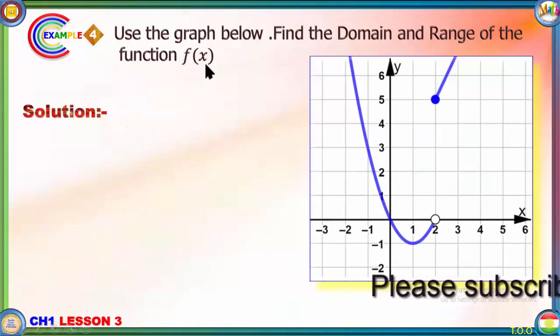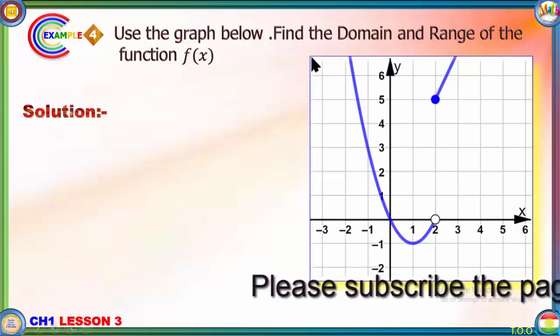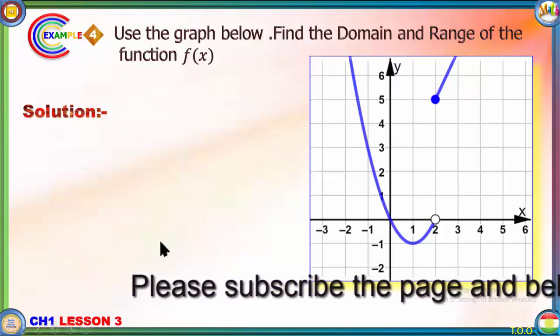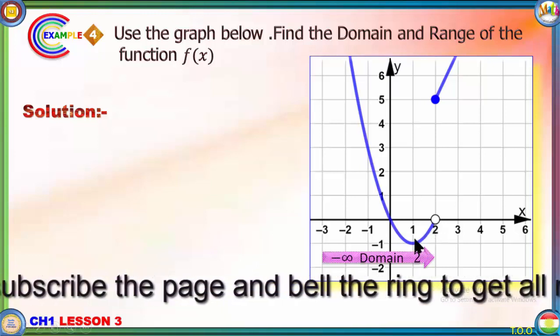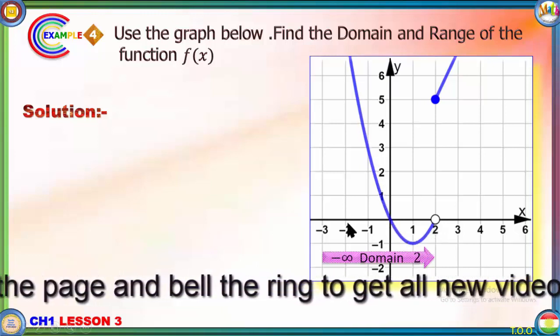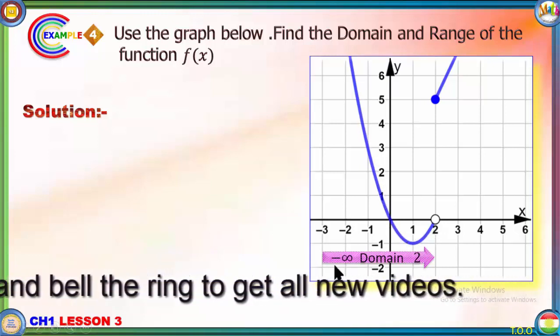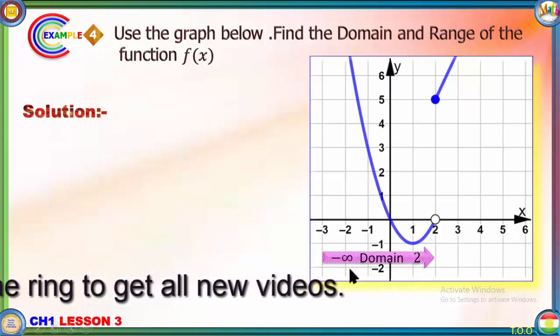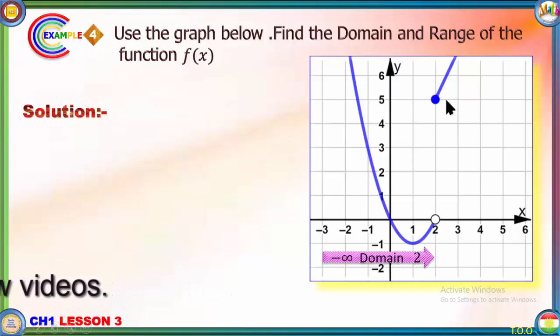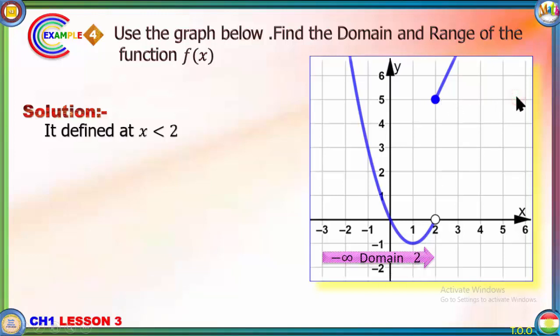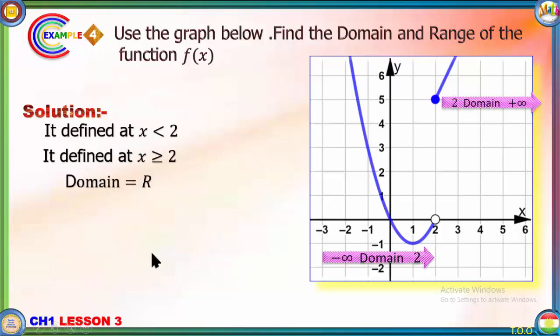Example number 4. Use the graph below. Find the domain and the range of the function f(x). This part of the function is defined from minus infinity to 2, and this part is defined from 2 to positive infinity. Therefore, the domain is all real numbers.